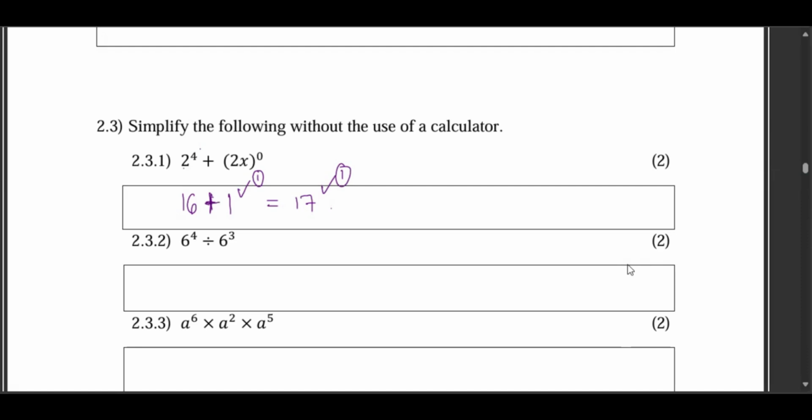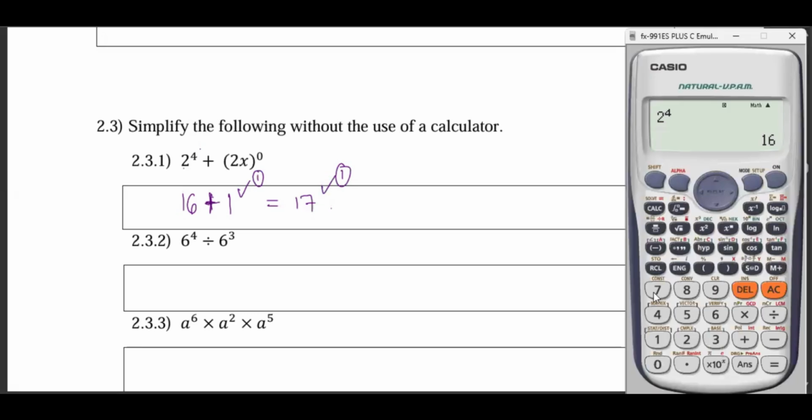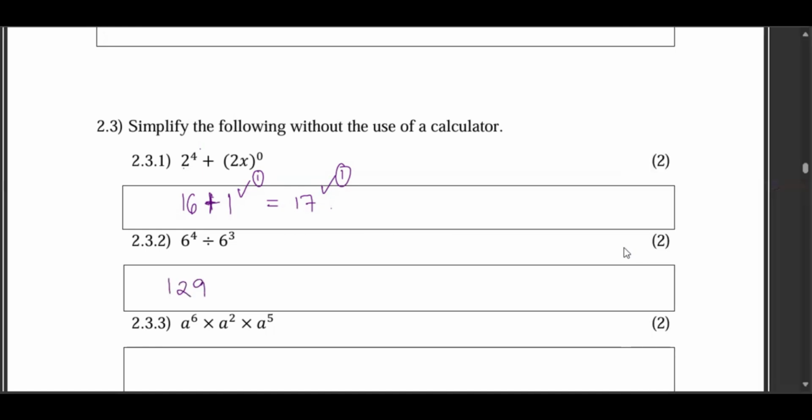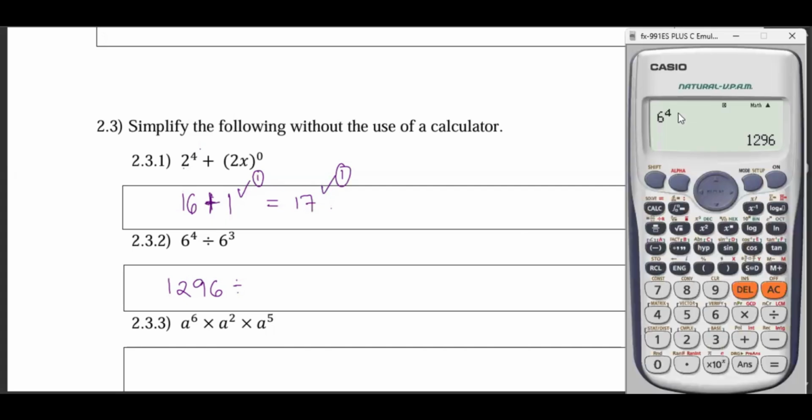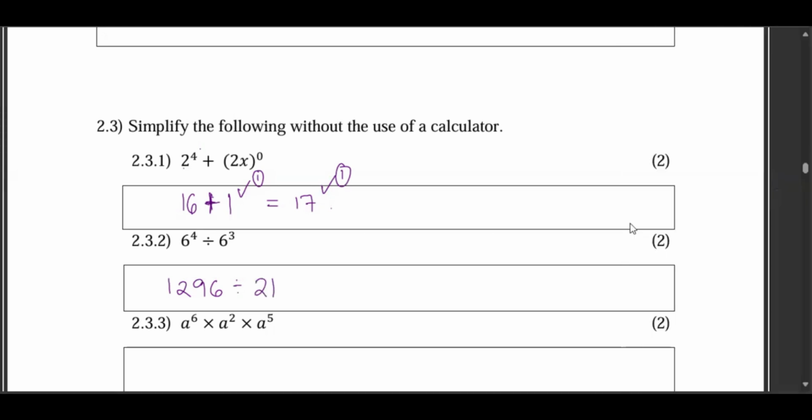But you might not know 6 to the power 4. Come to your calculator, press 6 to the power 4. What is it? You come down here, you show me. It's 1,296 divided by 6 to the power 3. That means it's going to be lower. Divided by 216. What answer do you end up having?